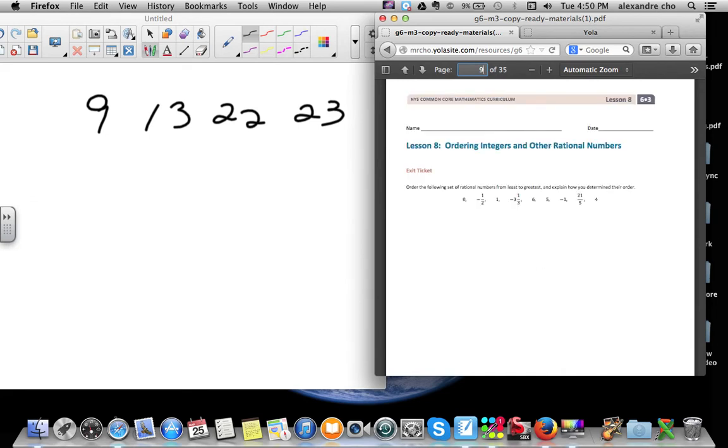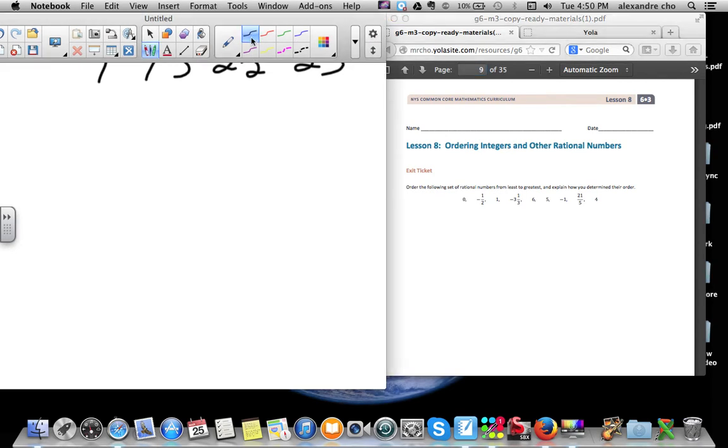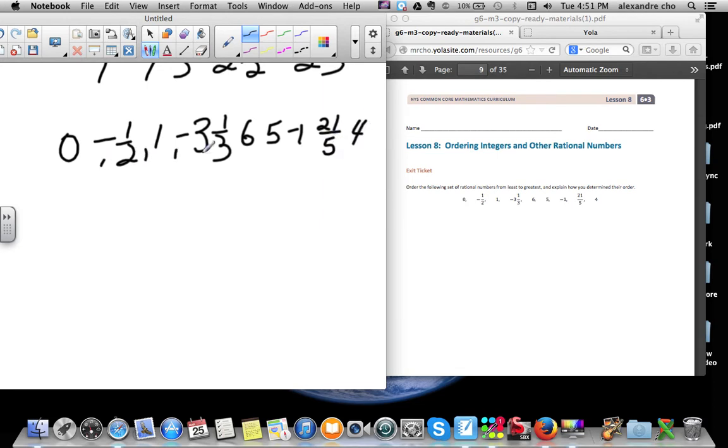Alright, here. Order the following set of rational numbers from least to greatest and explain how you determine the order. Let me copy the numbers. You got 0, negative a half, 1, negative 3 and 1/3, 6, 5, negative 1, and 4. I'll put commas. Sorry, they're all bunched up because my screen is small.